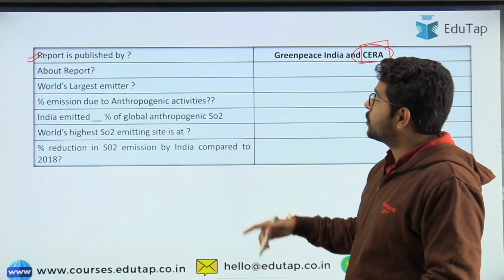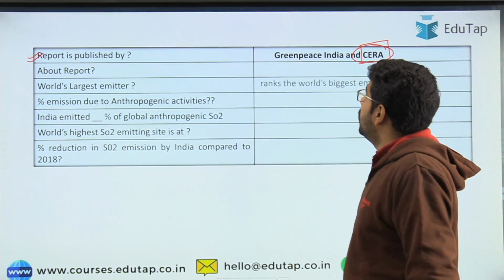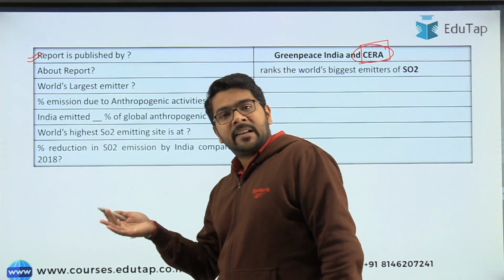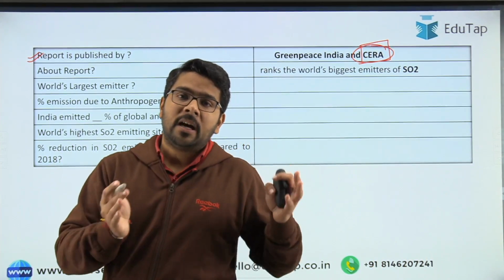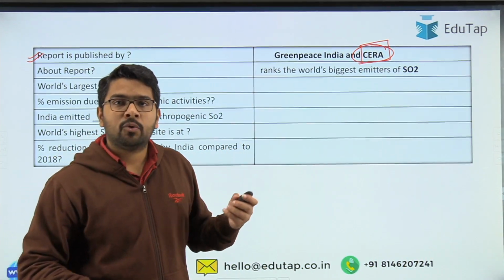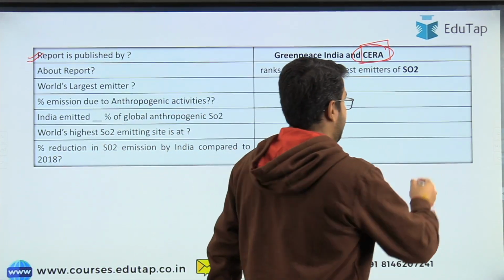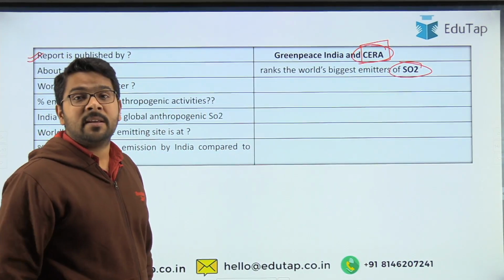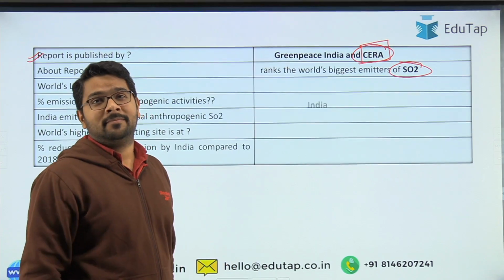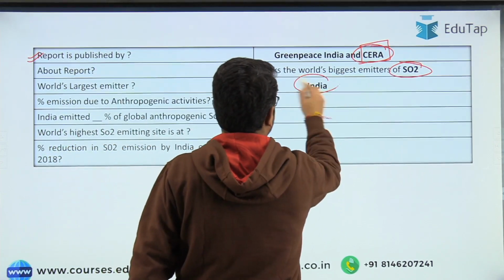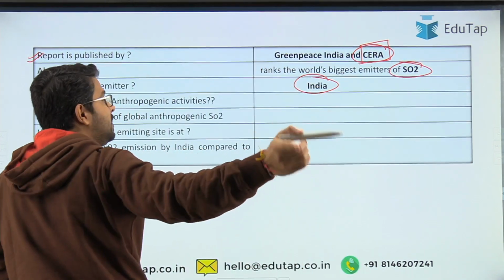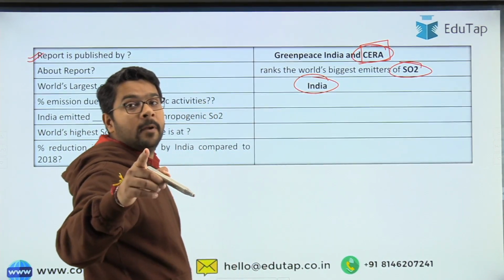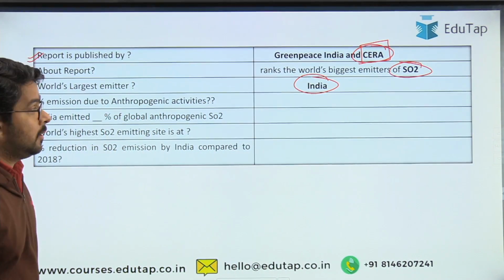So this is about the first question. Then the next question is about the report. What this report does is rank the economies across the globe in regard to the emission of sulfur dioxide. Then the third question is, who is the world's largest emitter? India. Second largest emitter, Russia. Do not forget the second largest also.